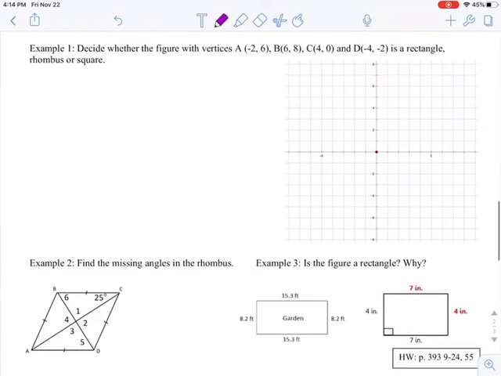Let's do some example problems to apply this. Example 1, decide whether the figure with vertices A, B, C, and D is a rectangle, rhombus, or square. Okay, so we're going to start by plotting the points. So I'll start with A, -2, 6. B is 6, 8. C is 4, 0. And D is -4, -2.